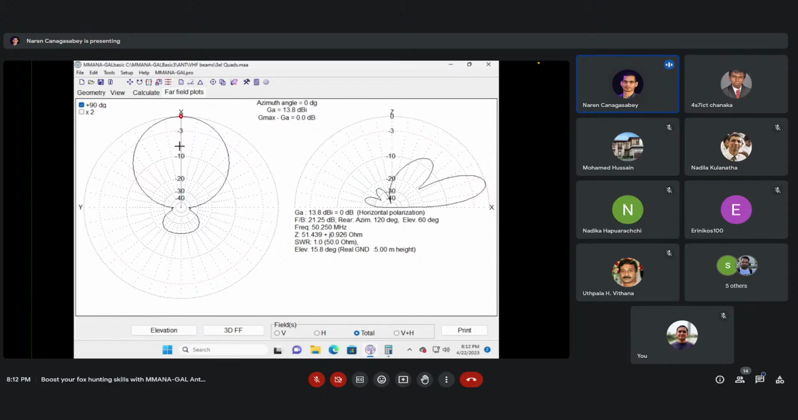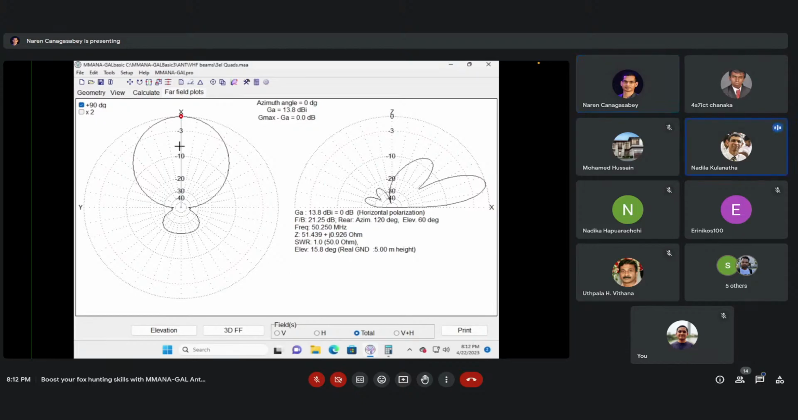Very low noise and a bit difficult to match. Not all that difficult, but compared to a Yagi, a bit more difficult to match. And of course, it has a bigger effect on your wallet as well.